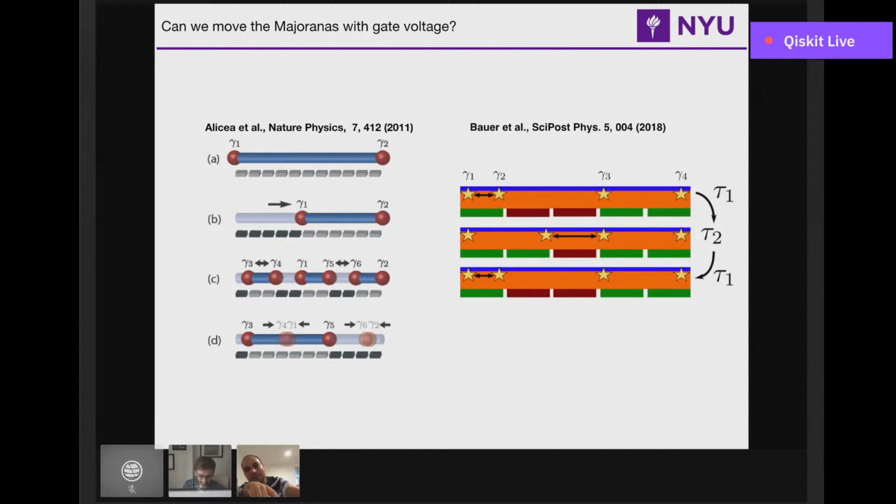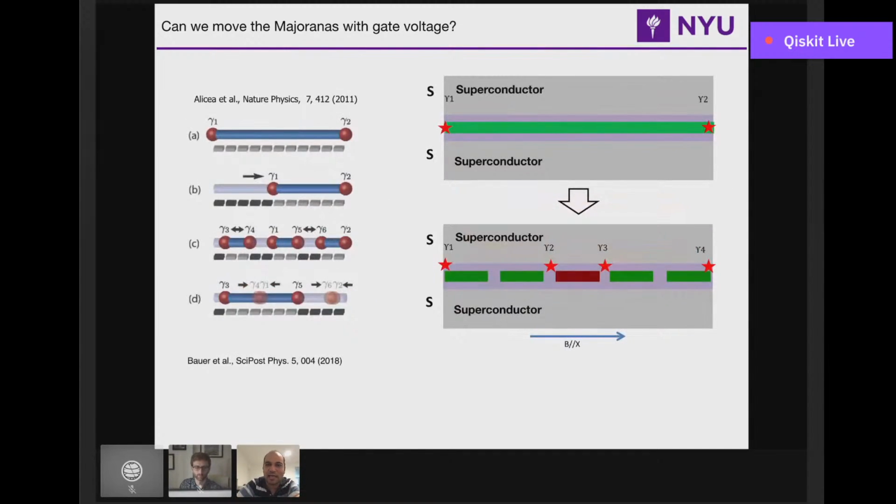When they are positive, they have a transition. If they're negative, it's just S wave. Then I can make two pairs, like gamma 1, gamma 2, and gamma 3 and gamma 4, and then bring them together, let them interact, and then go back. So this is almost like a Rabi oscillation, to see how the Majoranas interact. So if I can do that, that would be great.